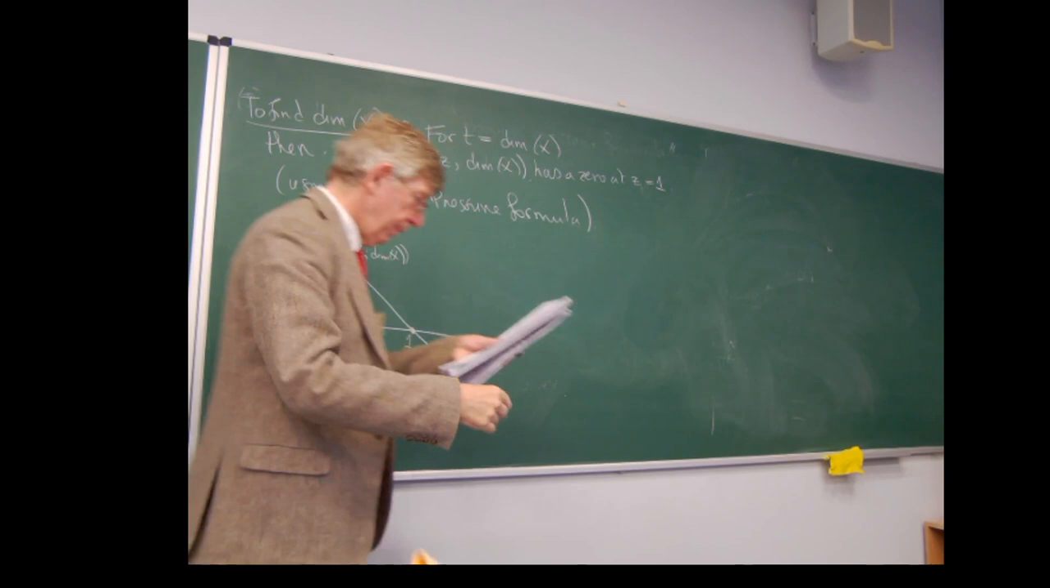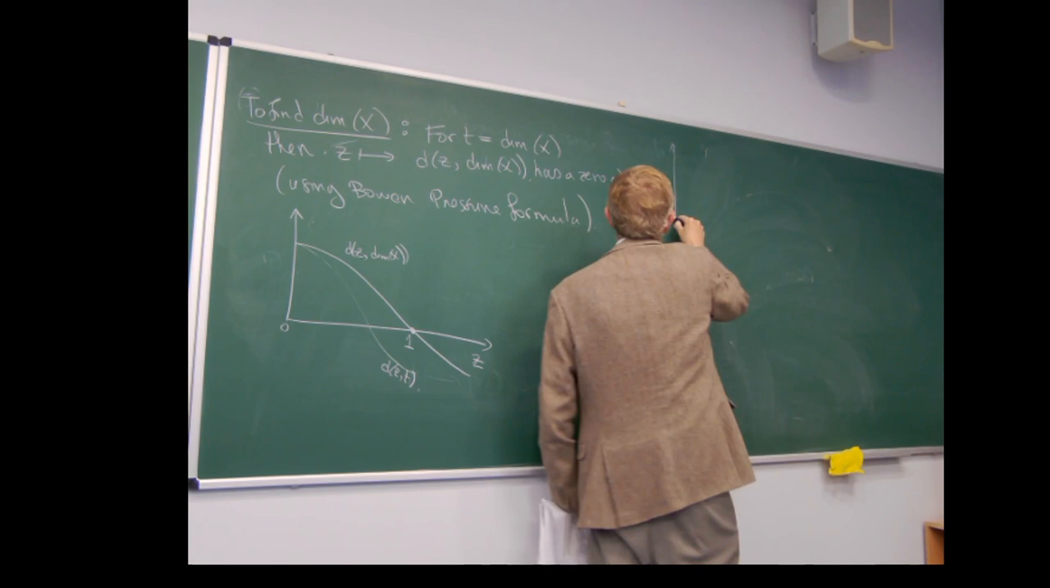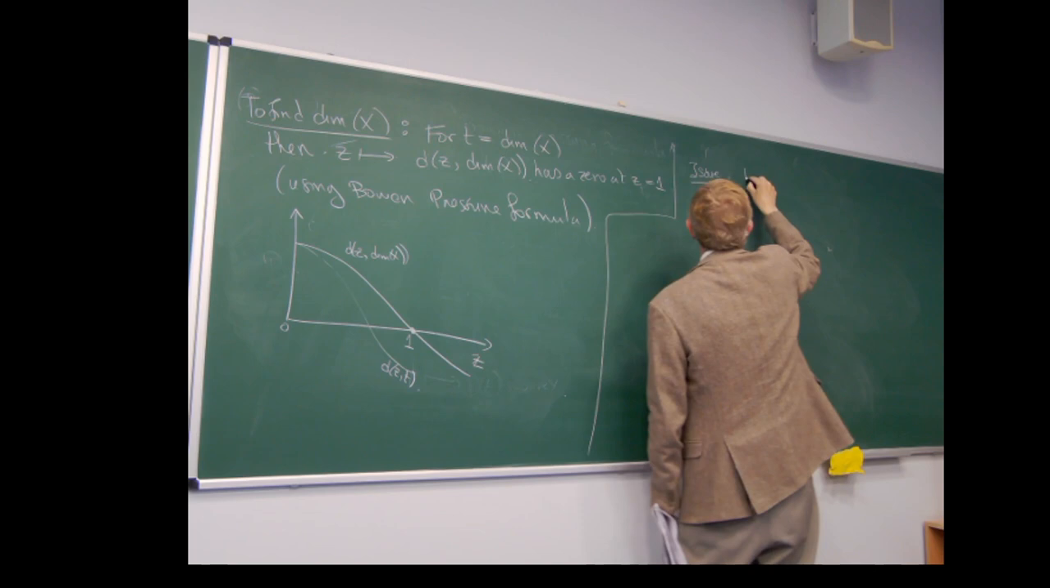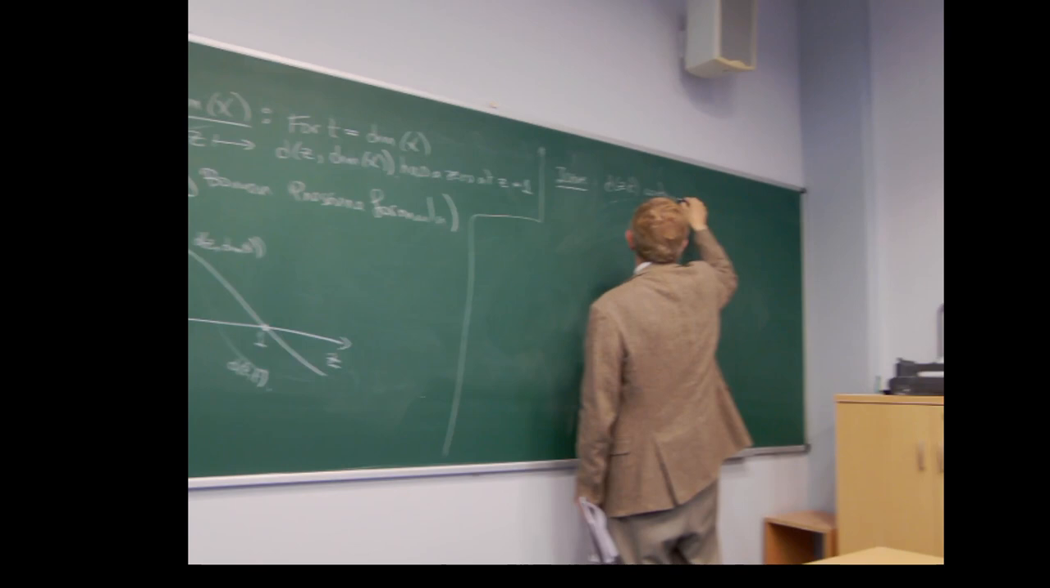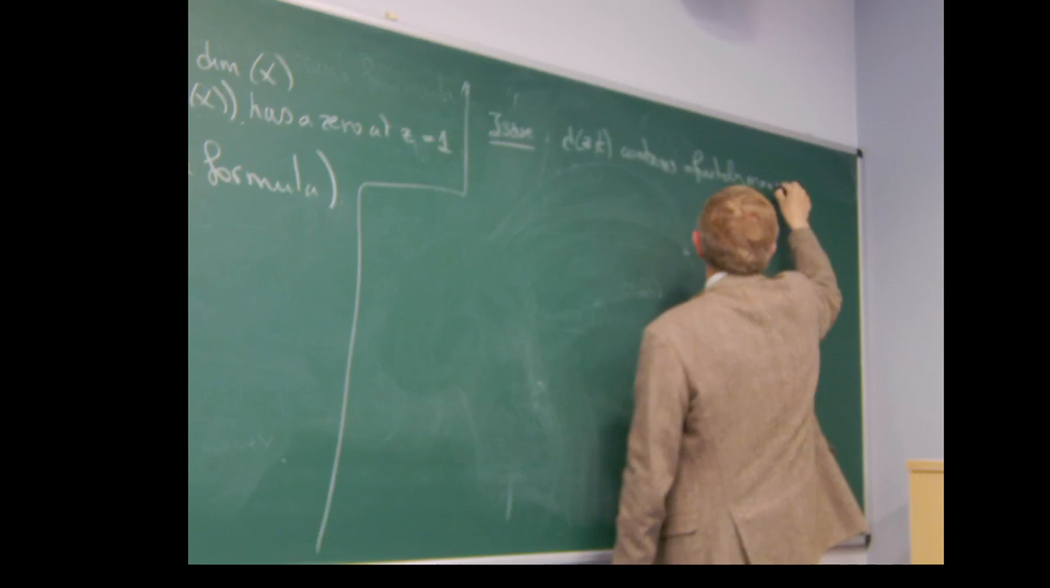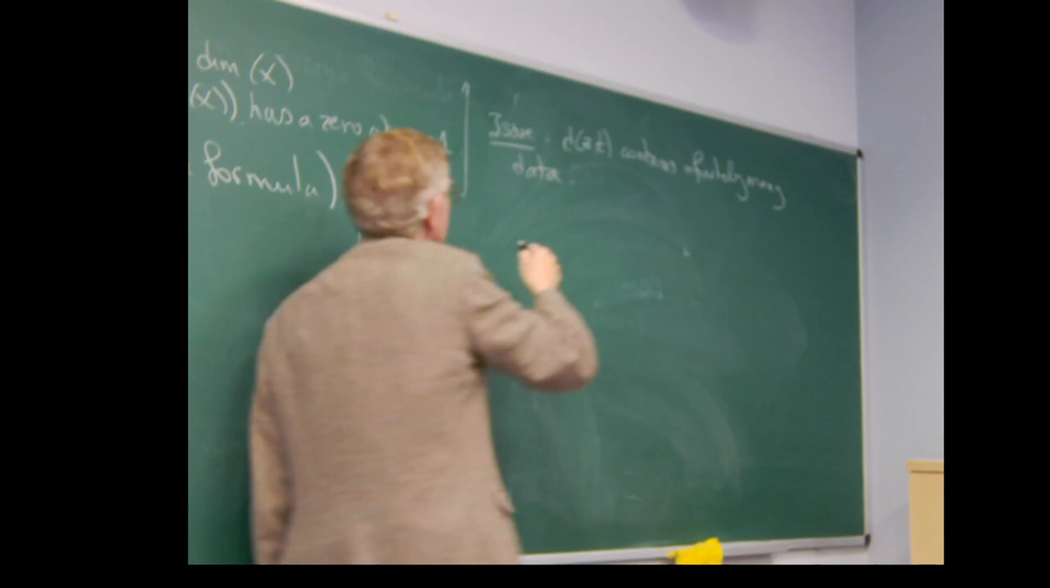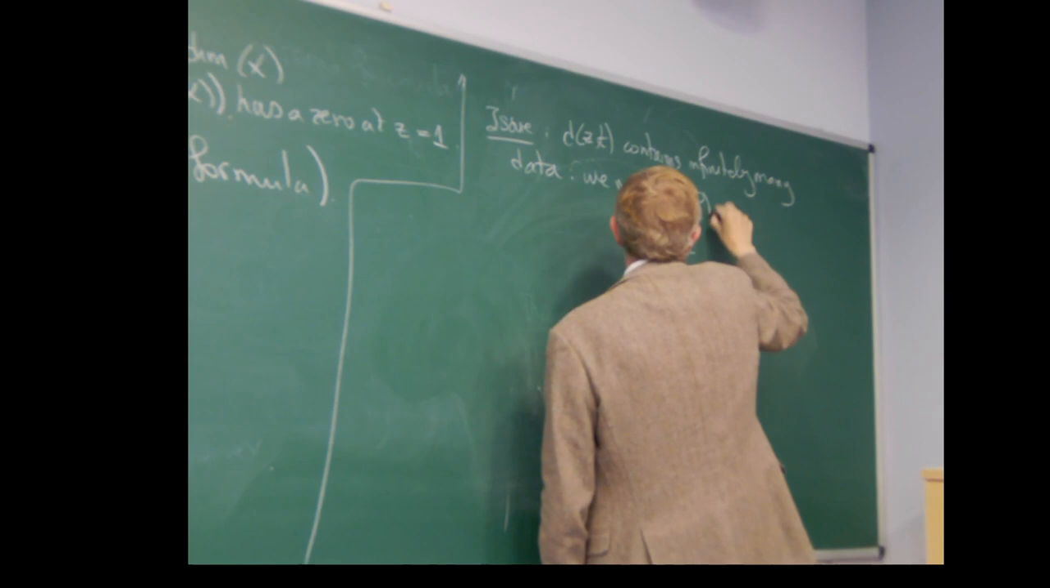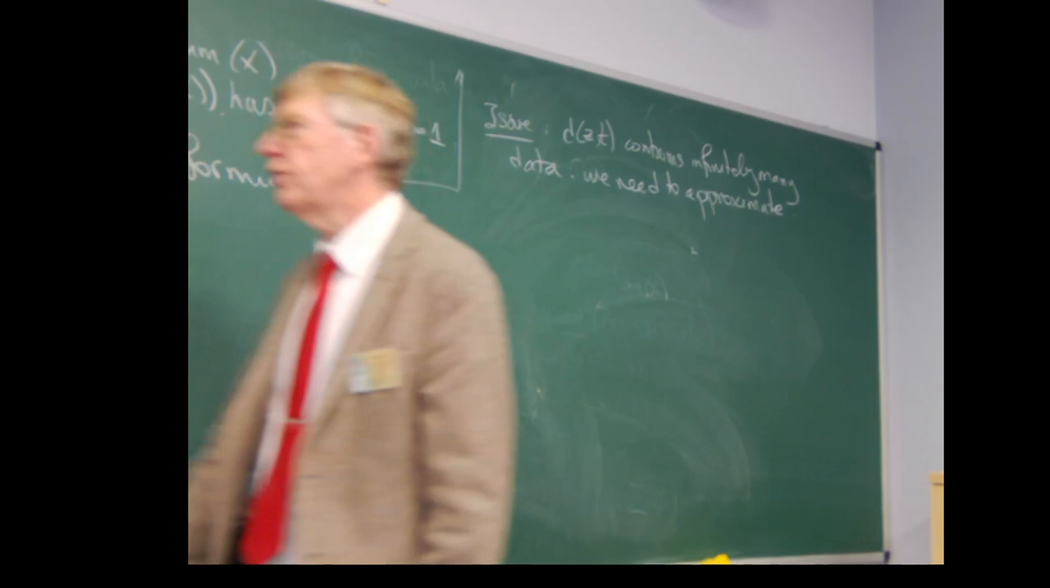Let me write it as a problem, or maybe as an issue. So d_z,t contains infinitely many data. So we need to approximate it. What do we want to approximate it by? Well, it's a function of a complex variable. It's an entire function. So let's try approximating it by a polynomial.